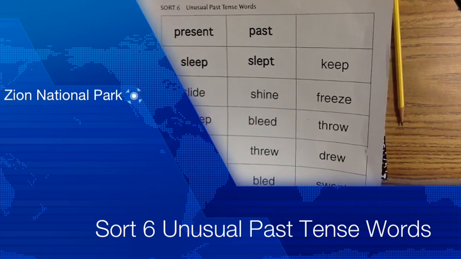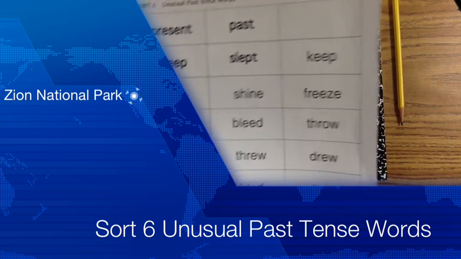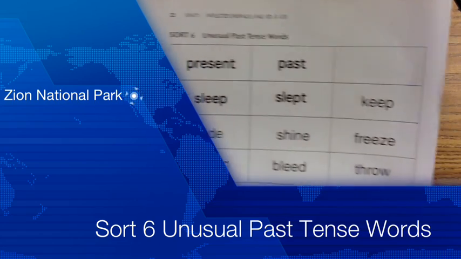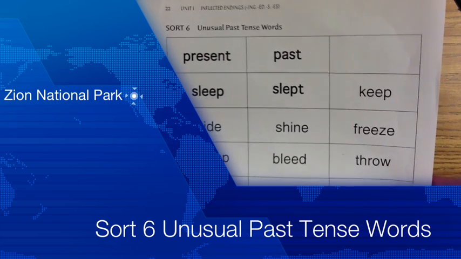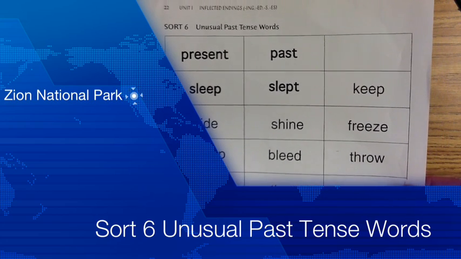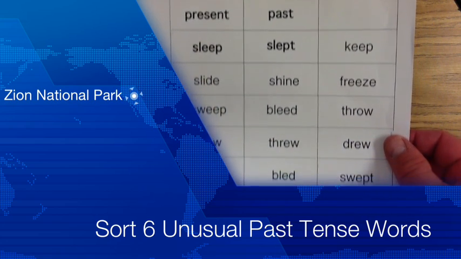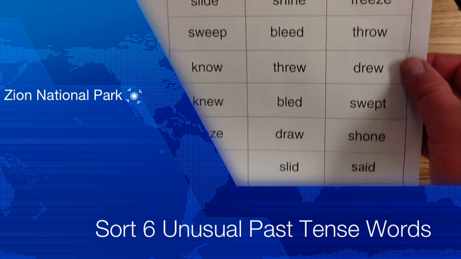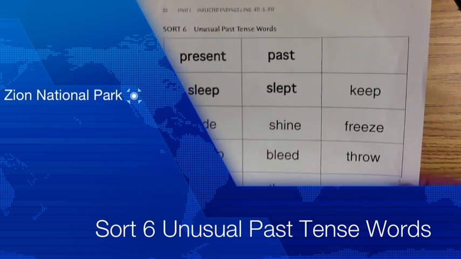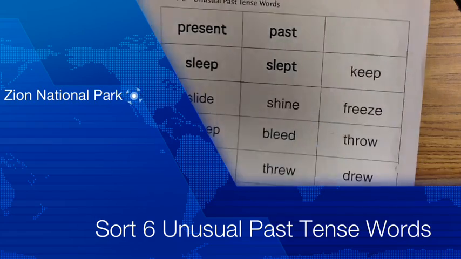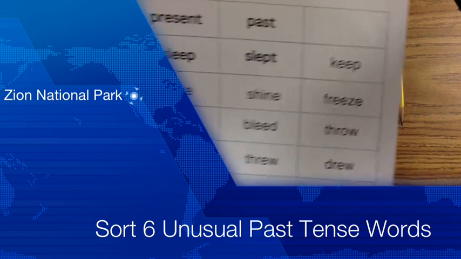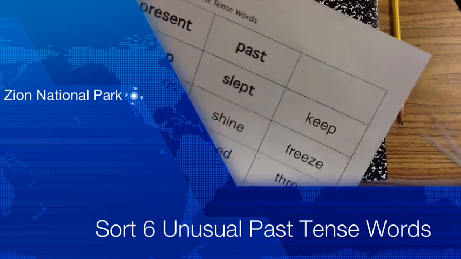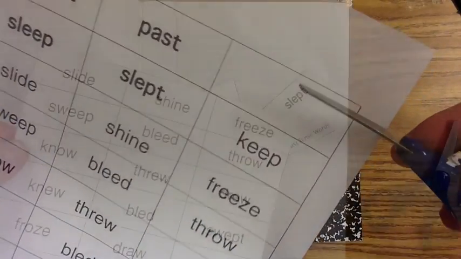Past tense means it happened in the past. A second ago, a day, 2 weeks ago. Alright, let's take a look at our words. Sort 6. Here are your words. There we go. Alright, let's go ahead and start cutting. Pause the video and cut.